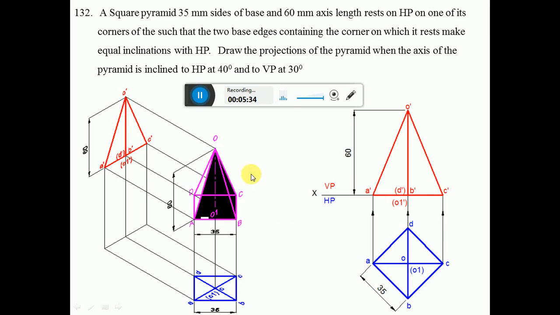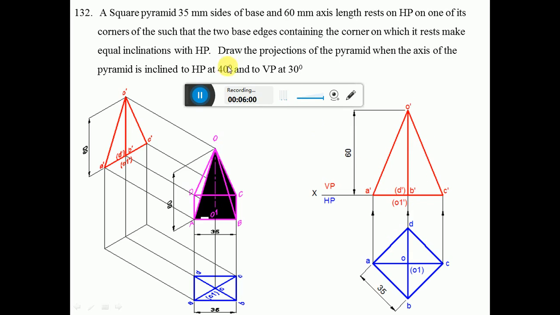When you look from the front view, OE becomes visible. So that is the extreme point, which is the apex point. So then join O dash to A dash, visible to visible is visible. O dash to B dash, visible to visible is visible. O dash to C dash, visible to visible is visible. Then join between A dash, B dash, again visible to visible is visible. B dash to C dash, again visible to visible is visible. So you are going to get the triangle.